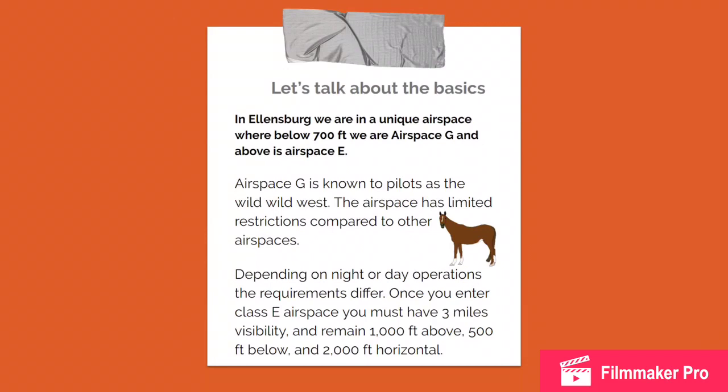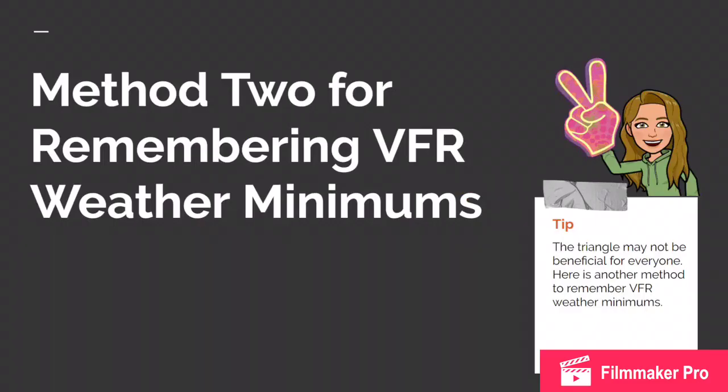Yep, base is Bravo. So as for Ellensburg, we are in a unique airspace where below 700 feet we are in airspace Golf and above airspace Echo. So airspace Golf is known to pilots as the wild, wild west. This airspace has limited restrictions compared to other airspaces, depending on day or night operations. Once you enter class Echo, you must have 3 miles visibility and remain 1,000 feet above, 2,000 horizontal, and 500 below.